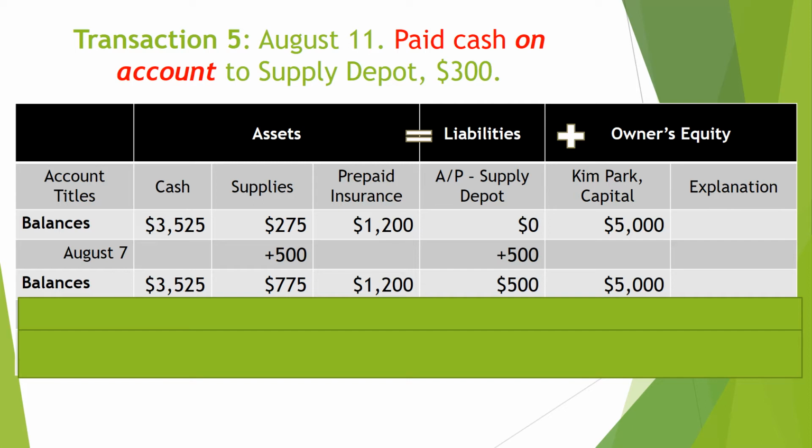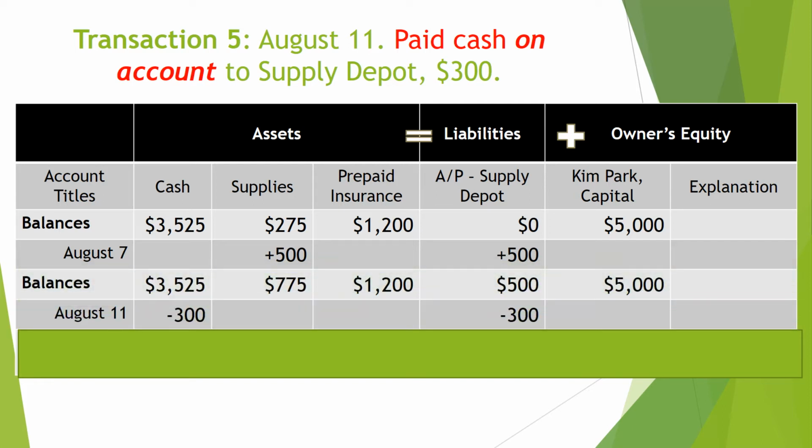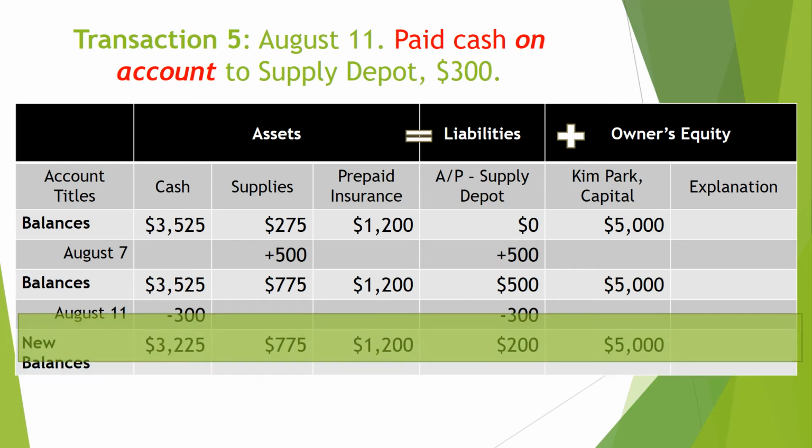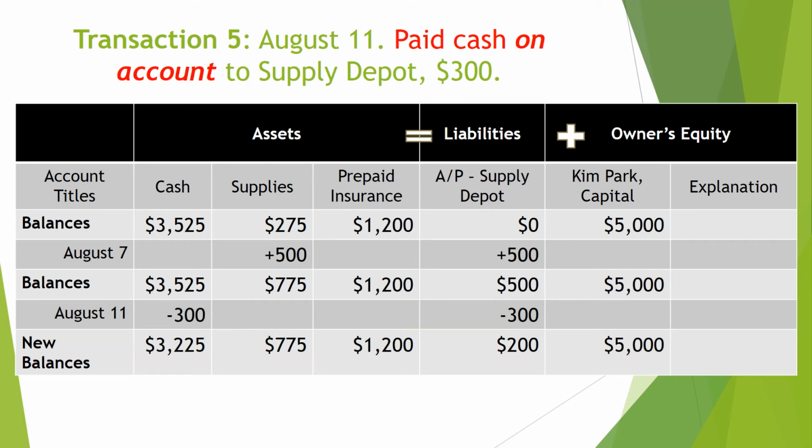So let's record our transaction. We will write a minus $300 underneath the cash. We will write a minus $300 underneath accounts payable, Supply Depot. And then now it is time to calculate our new balance. Cash, $3,225. Supplies, $775. Prepaid insurance, $1,200. Accounts payable, Supply Depot, $200. Kim Park Capital, $5,000.